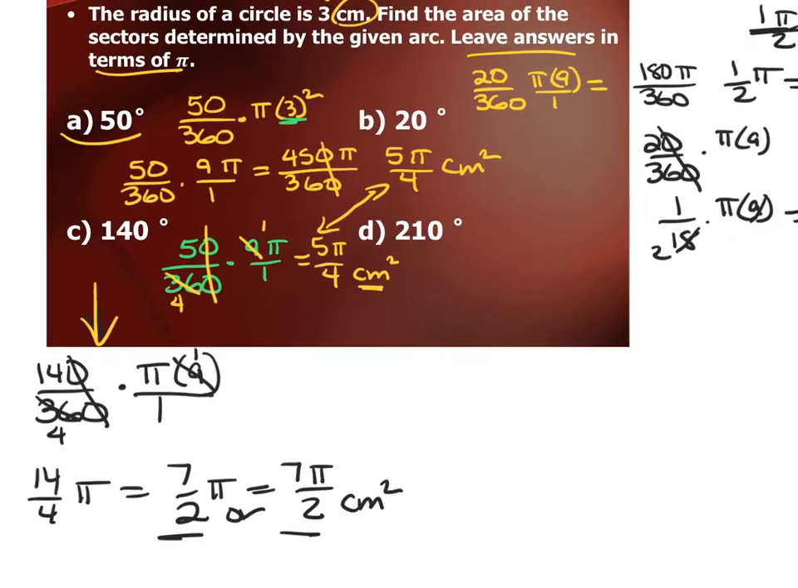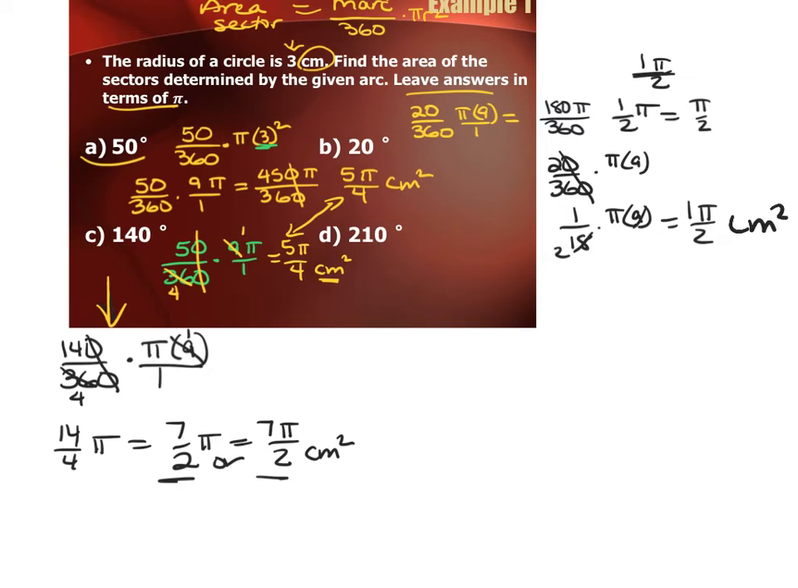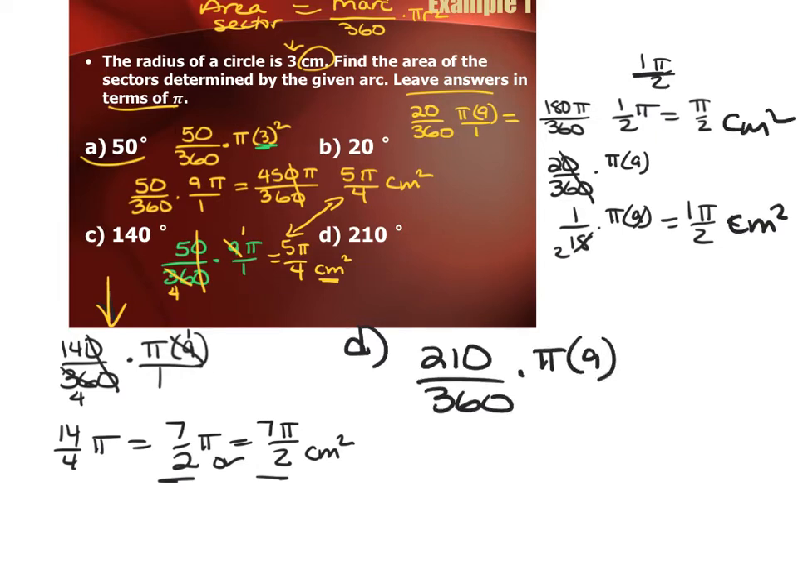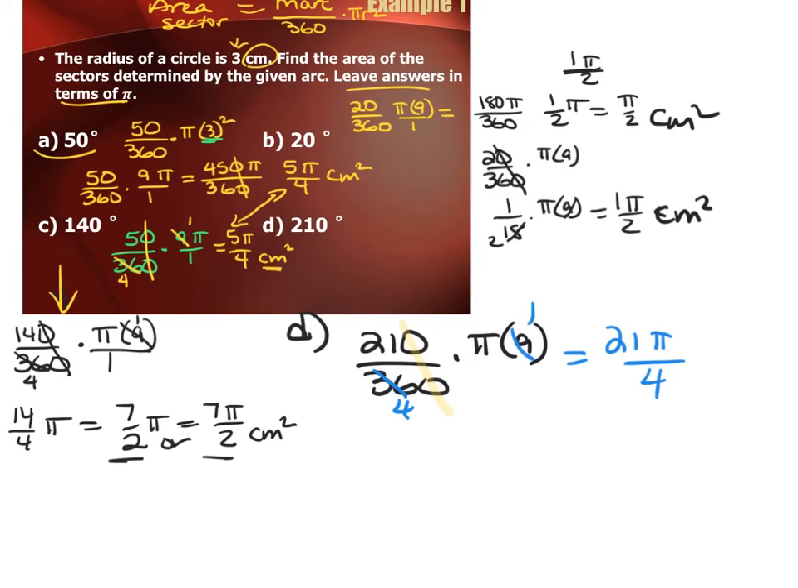Same thing on part B. These were centimeters squared. Good? Is it mandatory to put the centimeters squared? Example D, this one's 210. So again, 210 over 360 times pi r squared, and my radius was 3, so this becomes a 9. I can simplify. So again, I'm going to cross my zeros, and then I'm going to simplify the 9 and the 36, 1, 4, leaving me with 21 pi over 4. And these are centimeters squared again.